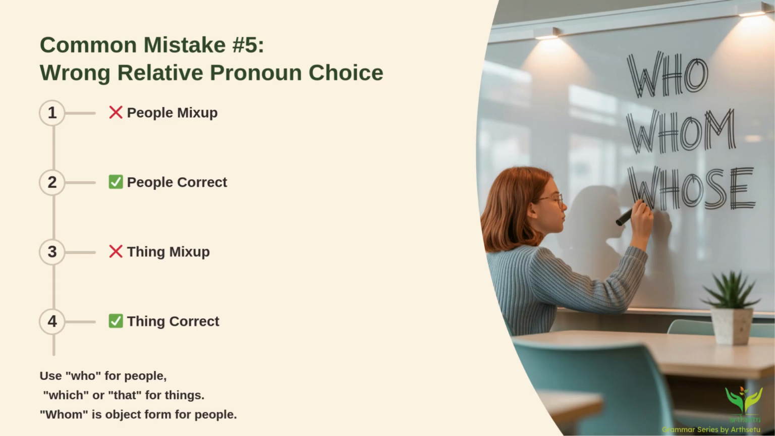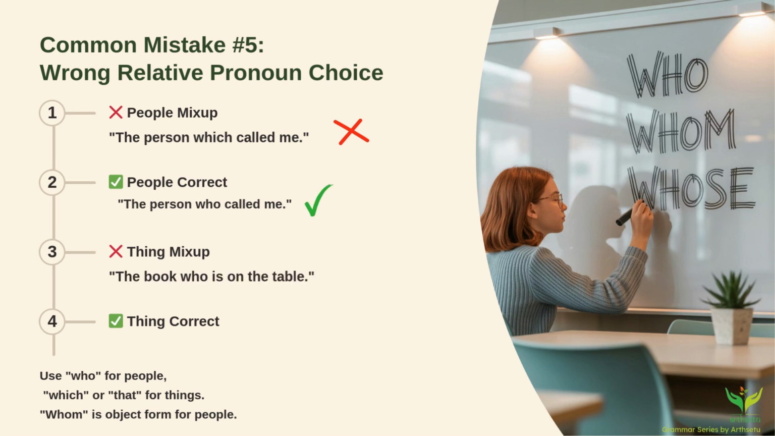Now let's look at the fifth most common mistake. Careful. Many learners choose the wrong relative pronoun. For example, the person which called me. That's wrong. In case of people, always use who. The correct sentence is the person who called me, or the book who is on the table. This is also wrong usage. The book is not a person. We should say the book that is on the table. So the shortcut is for people use who, for things use which or that.